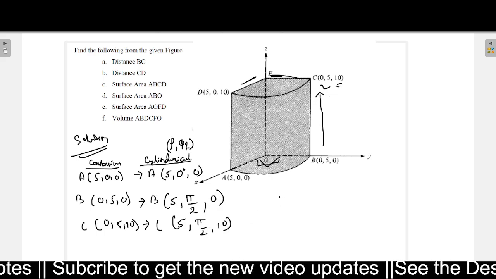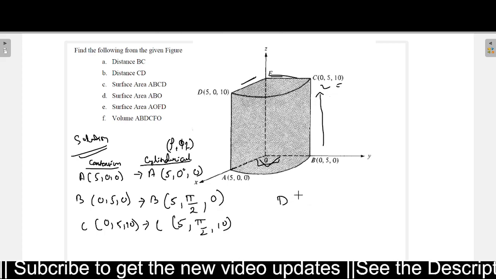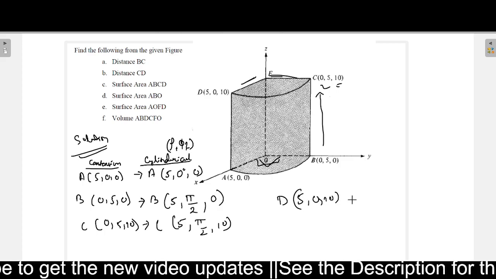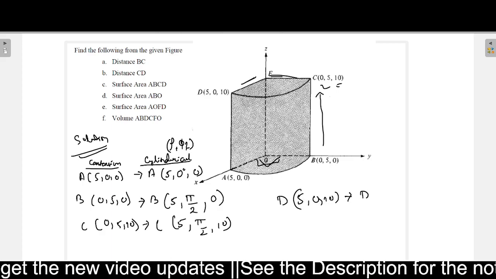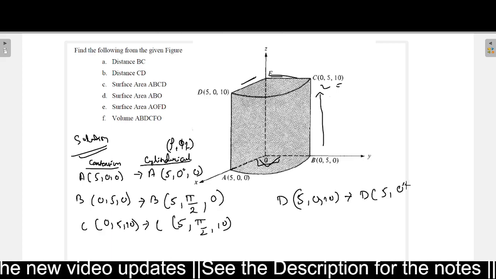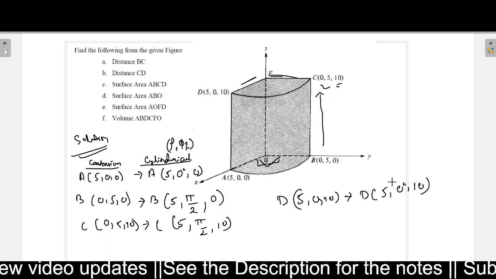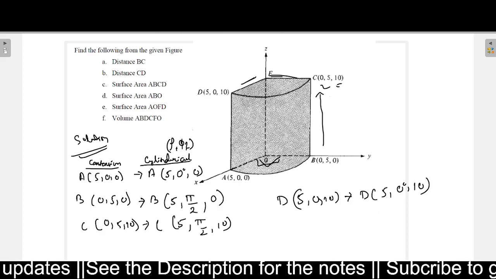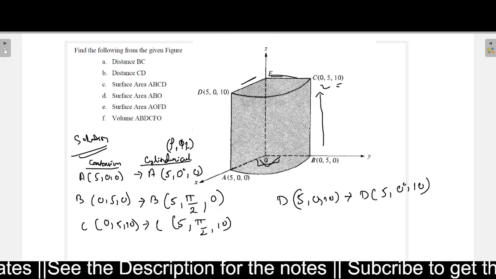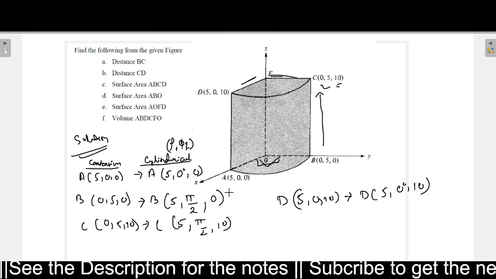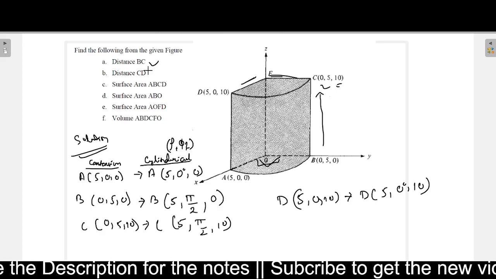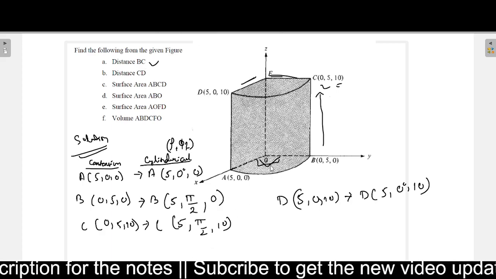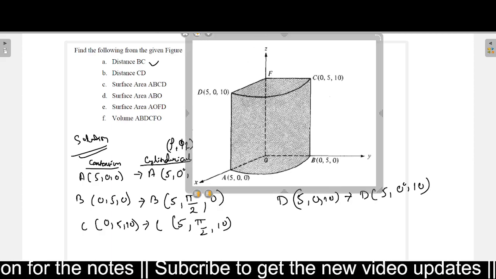Next is point D. In the Cartesian coordinate system it is 5, 0 and 10, and in cylindrical it will be 5, 0 degree, and height is 10. First of all we need to locate these points. As we have located them, we will move to finding out the values. First is distance BC. How do we find that? Let me take the figure to the other side and we will see there.